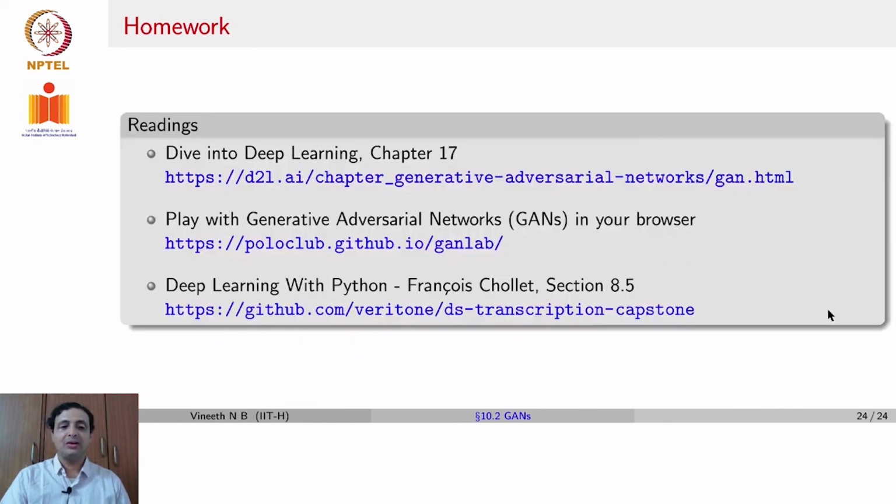With that, your readings for this GAN lecture is a very nice dive into deep learning on GANs provided on this particular link. If you'd like to play with GANs in your browser, here is a nice link called poloclub.github.io, and finally an implementation of GAN on this particular link, which you can use to play with code of GAN again.